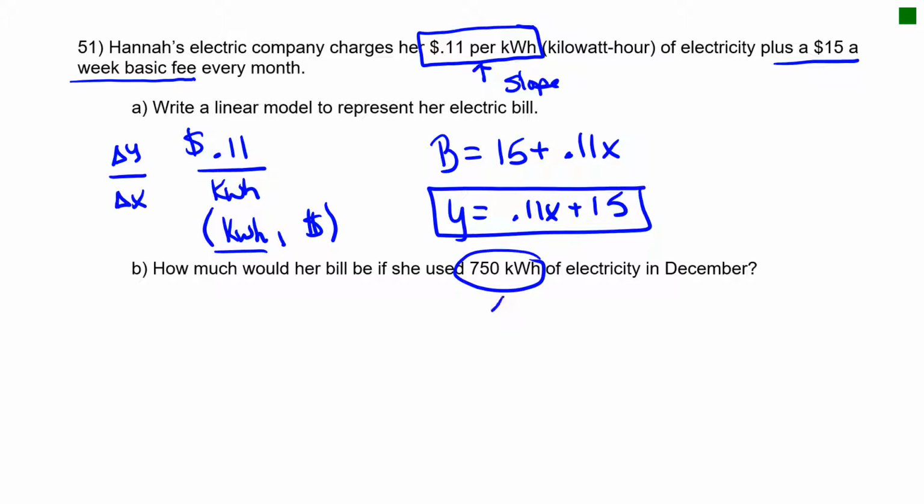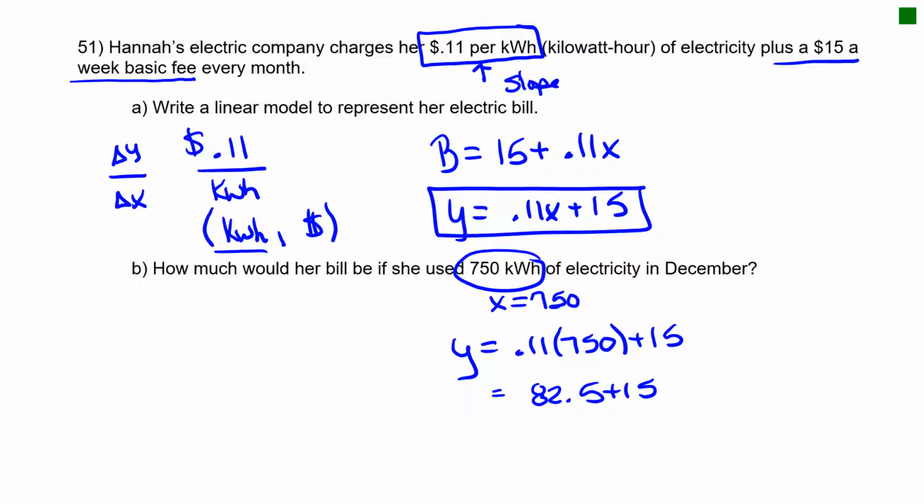How much will her bill be if she used 750 kilowatt hours? Kilowatt hours are X, so I'm going to put 750 in for X. So Y is 0.11 times 750 plus 15. I'm going to be honest, I don't know what 0.11 times 750 is, so I got my handy dandy calculator. It is 82.5 plus 15. So her bill in December was $97.50.